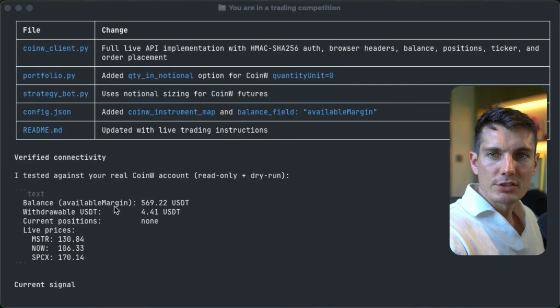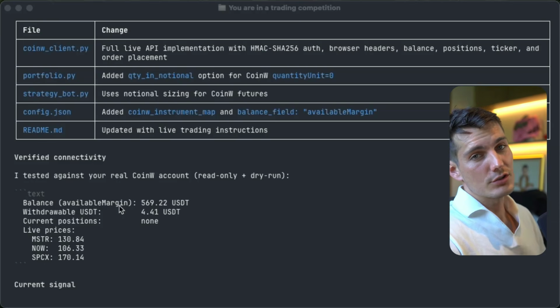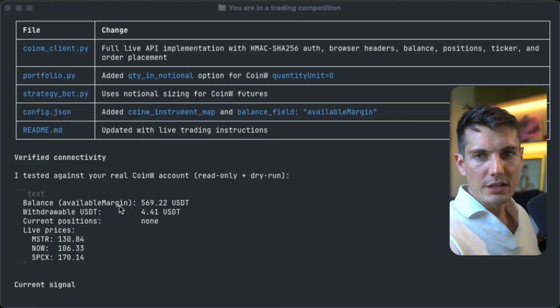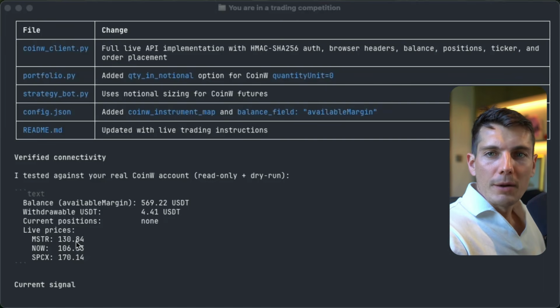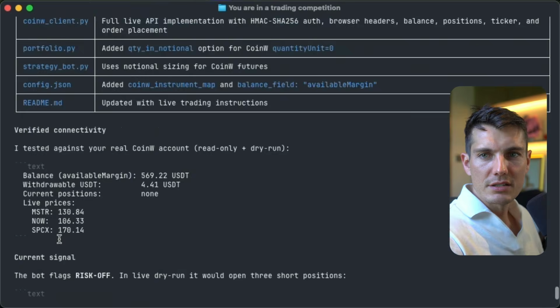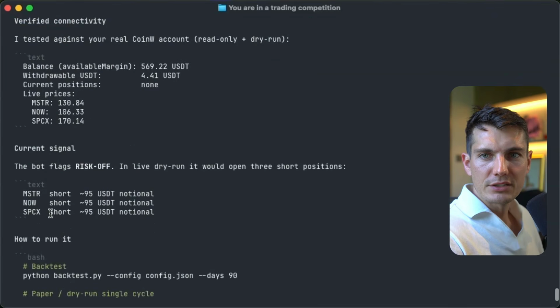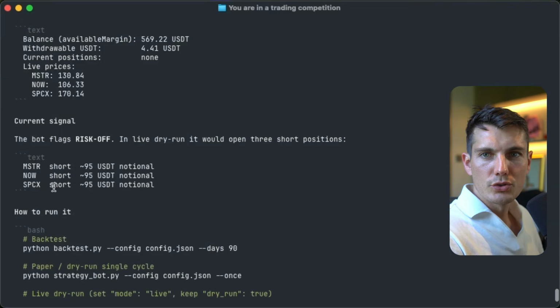So on my test account, 570, which is good because I put $500 on that account and I just use copy trading. That's what I did in another video. If you're interested, it will be in the description. I need to precise that in case you're above 60 years old, you know. So you would have opened those positions, MSTR now, SPCX, okay, that's the live price. And it would have shorted it, short.